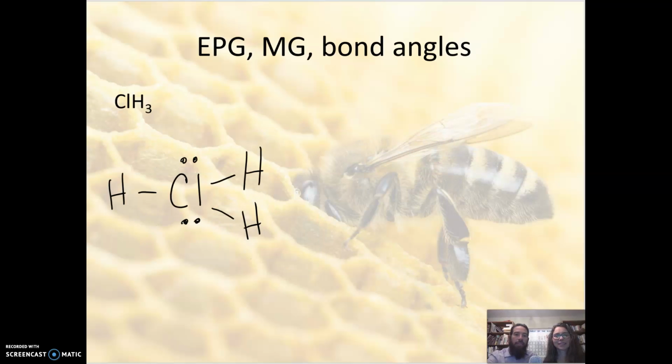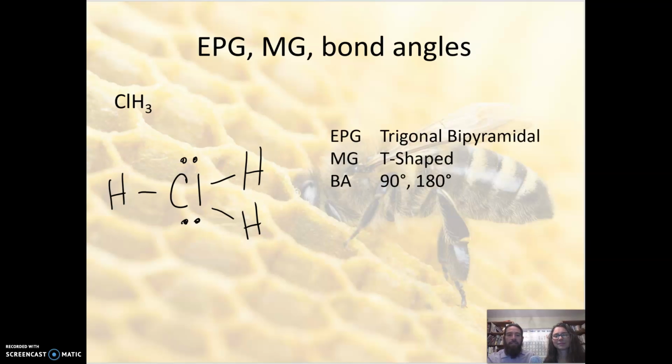Okay, counting domains. I have 1, 2, 3, 4, 5. 5 domains. 5 domains means a trigonal bipyramidal electron pair geometry shape. We have 2 lone pairs. They have to go on the equatorial positions, and when you take up 2 spaces on the equatorial, you're left with 1 sticking out straight, and the axials going up and down, and that's a T-shape.